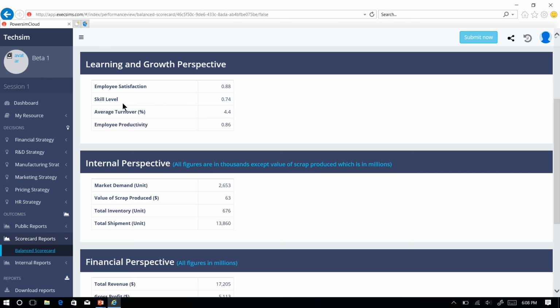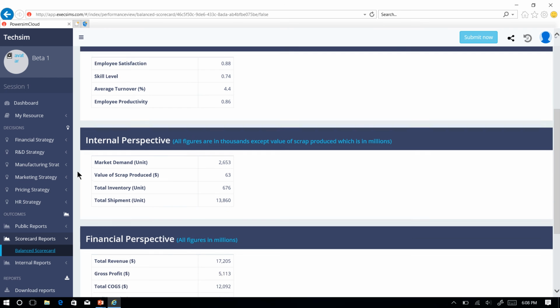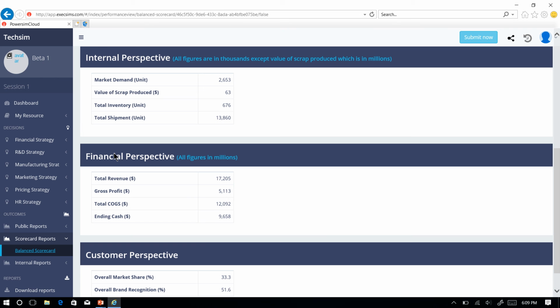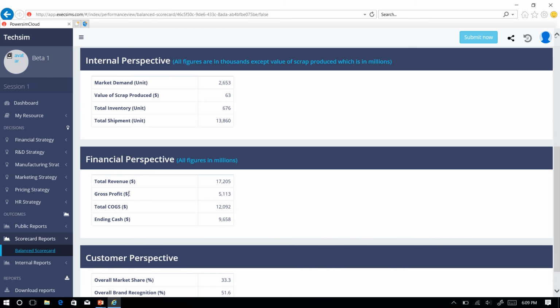Skill level depends on the type of skills that you are teaching your employees. You could spend more money on higher skills or lower skills depending on how much you want to invest in that. You have average turnover percentage, and then you have employee productivity, which both also are determined by your decisions. You have internal perspective. You can see the market demand per unit. You could see value of scrap produced, total inventory, and total shipment. And these also are dependent on the decisions that you've made.